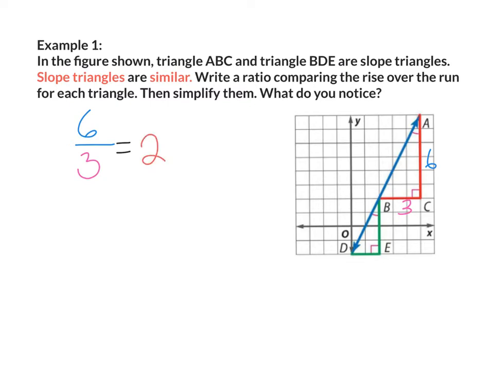Now let's look at the small triangle. The rise is 1, 2, 3, 4. And the run is 1, 2. So that's 4 divided by 2. And that will also give us 2.